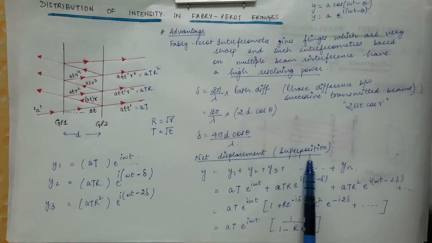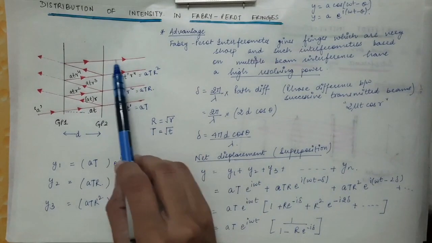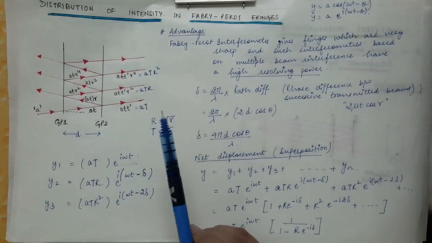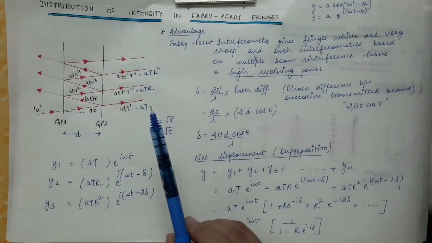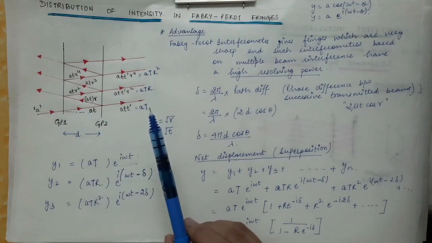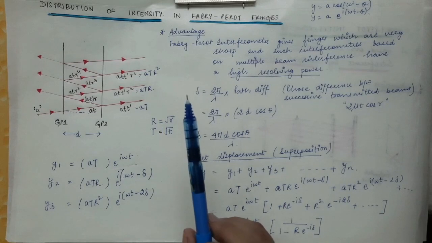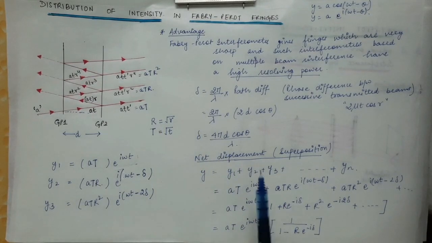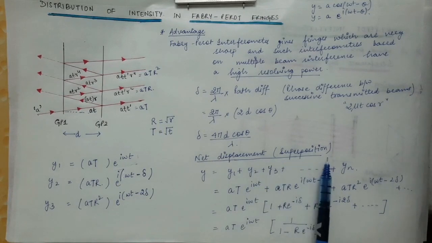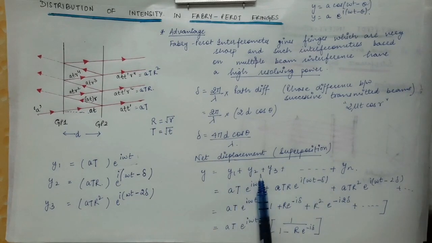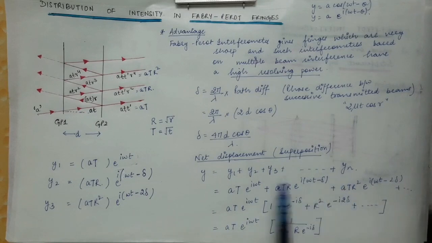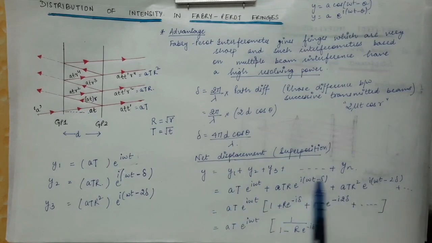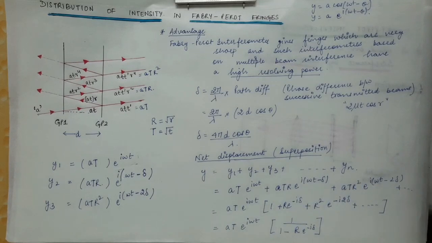So what will be the net displacement? We will superimpose all these parallel beams with the help of a convex lens. We will make these parallel beams converge and fall on the screen. So what will be the intensity? To find the intensity, we need to find the net displacement. The net displacement, or the superposition, will be equal to y1 plus y2 plus y3 and so on. So you have to do a summation over all the transmitted rays.